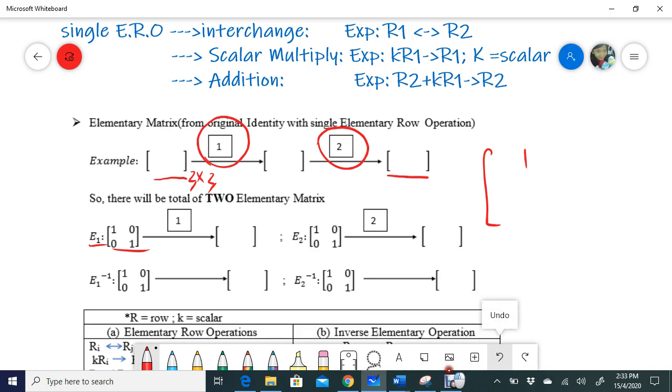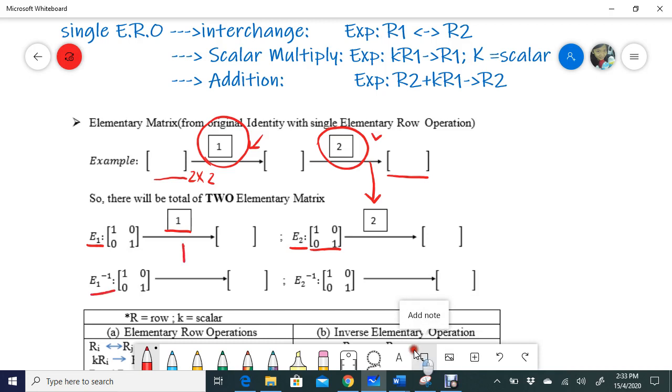Now, imagine this is 2 by 2. What you need to do is, for E1, apply the first elementary row operation that you used in the first place to the identity. For E2, same thing, you use the original identity again and apply the second elementary row operation that you used for the second stage. Is that okay? And the inverse is based on the elementary row operations that you have.